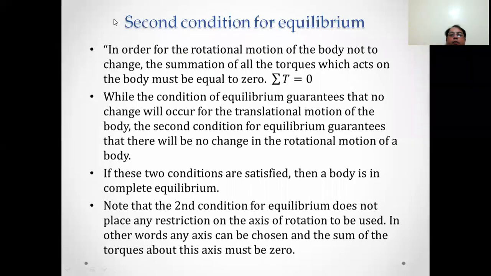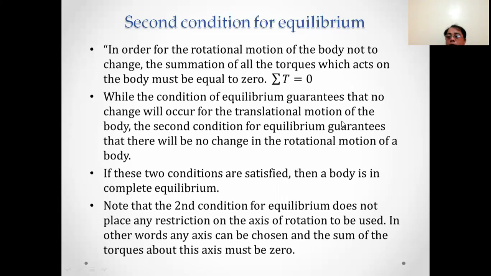Okay, so how can we make one object not rotate? By satisfying the second condition for equilibrium, wherein the clockwise and the counterclockwise torques are equal. When you add up all the clockwise and the counterclockwise torques, their total value should be 0. So when they have a total value of 0, then the body will not have any rotational motion at all. So in order for the rotational motion of a body not to change, the summation of the moment of a force or torque which acts on a body must be equal to 0.